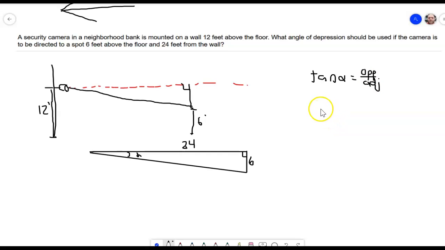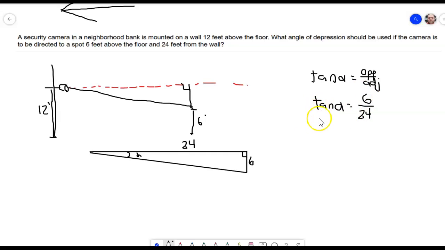So in this case, the tangent of the angle that we don't know yet is equal to the opposite side, which is length 6, over the adjacent side, which is length 24. So we know that the tangent of this unknown angle is equal to 6 over 24, or 1 over 4 if we wanted to reduce that. We don't really need to, because we're going to end up using our calculator.